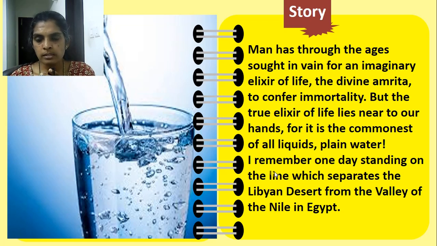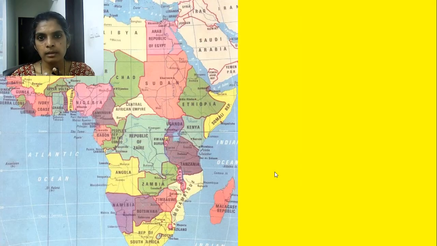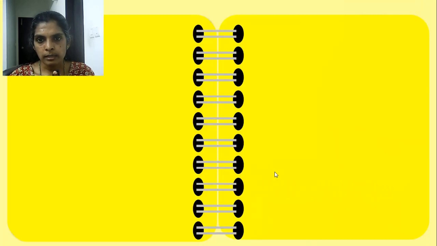Once he was standing in Egypt near the Nile river, on a line. On that imaginary line, on one side is the Libyan desert, and on the other side is the Nile valley in Egypt. Have you all heard of the river Nile? N-I-L-E. The Nile is the river which is in Africa, in a country called Egypt.